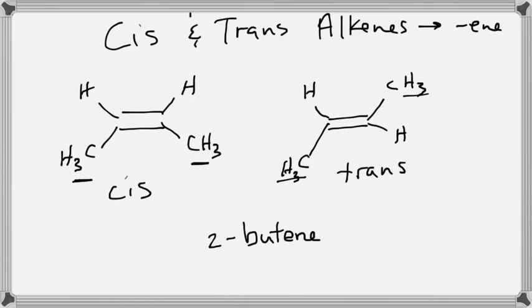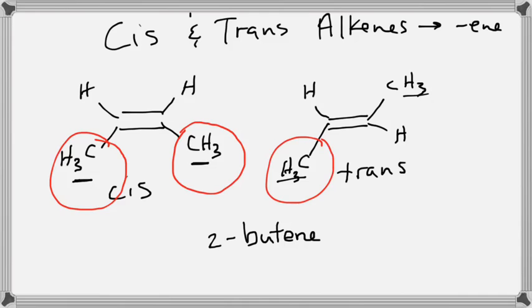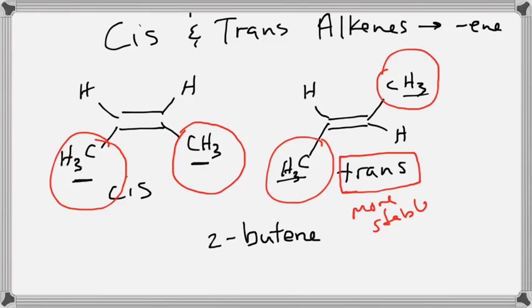Well, to do that, we would have to think about the electron clouds. So this CH3 has a lot of electrons, this CH3 has a lot of electrons. Same kind of deal over here. Electrons want to get as far away from each other as possible, which means which conformation is more stable? The trans. Just because those groups have more space.